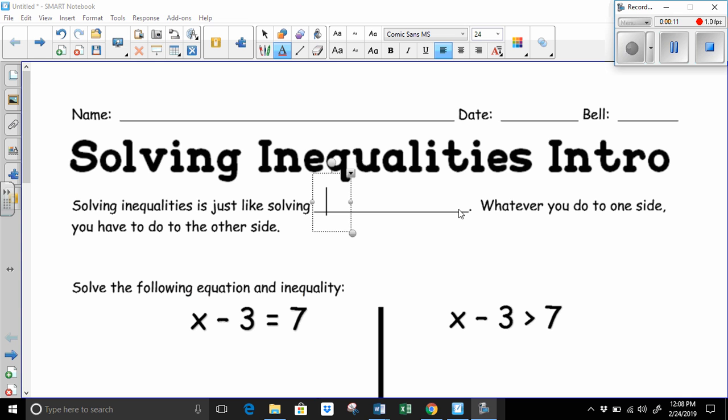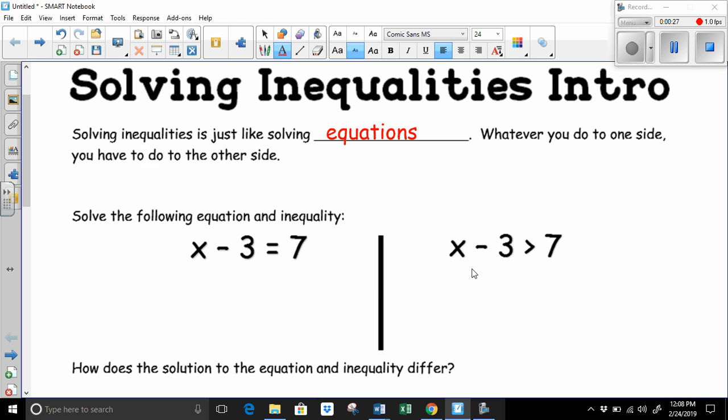So at the beginning it says solving inequalities is just like solving equations. Whatever you do to one side, you have to do to the other. So we're going to do the same exact thing that we were doing with solving equations and just apply it to inequalities. So let's take a look at this example problem. It says solve the following equation and inequality.